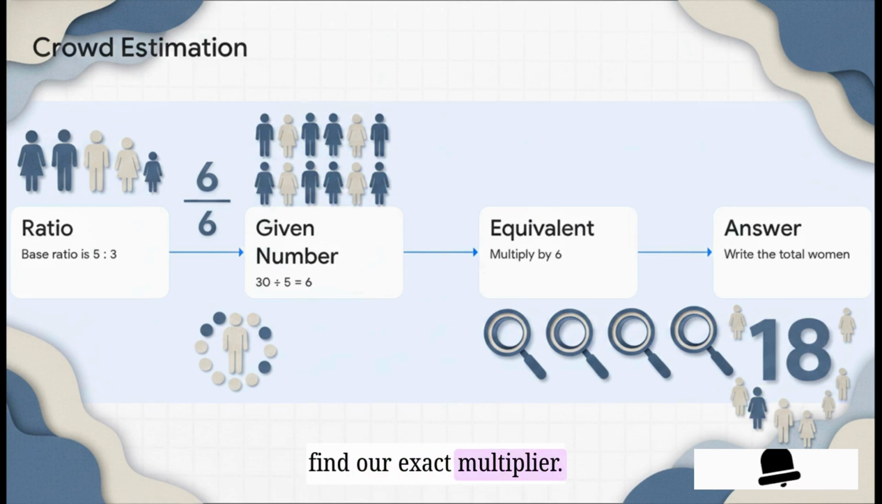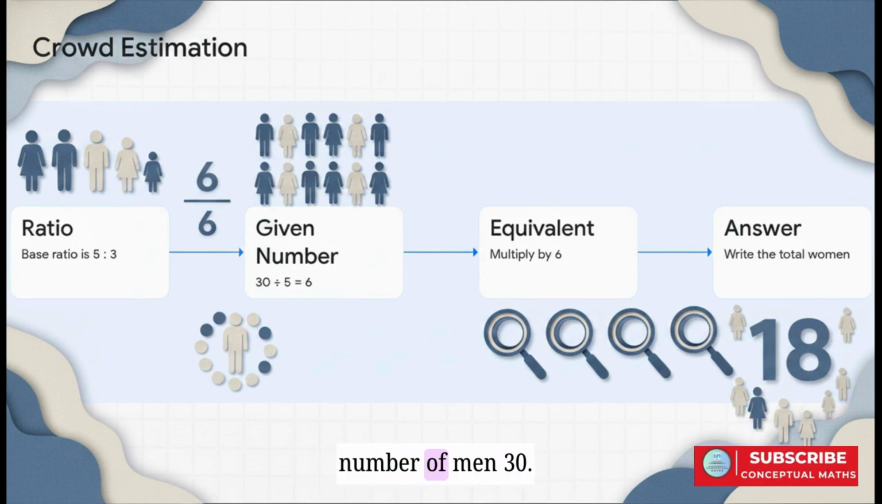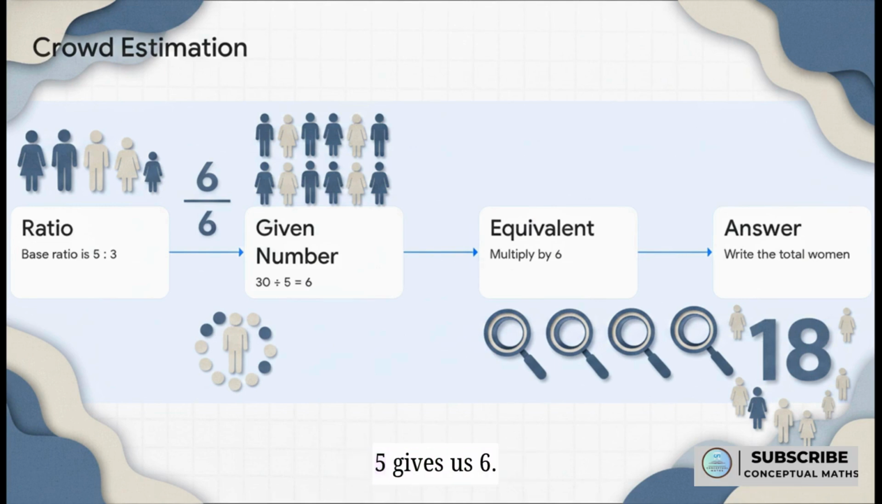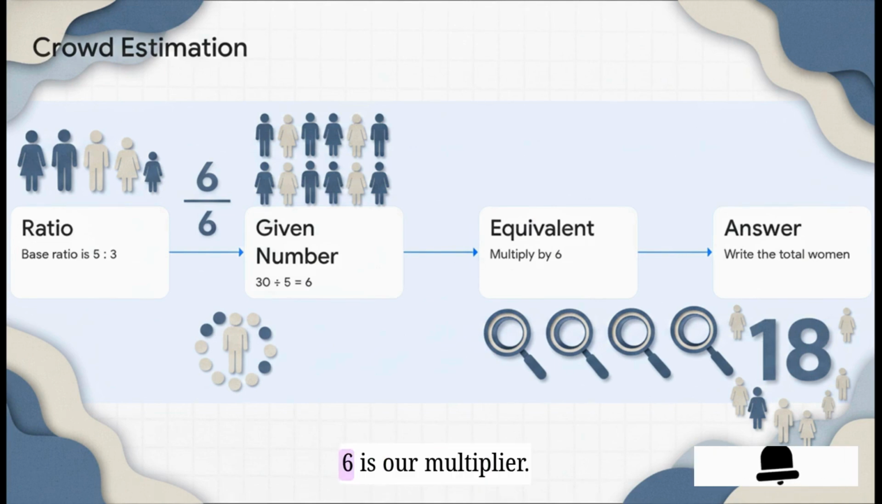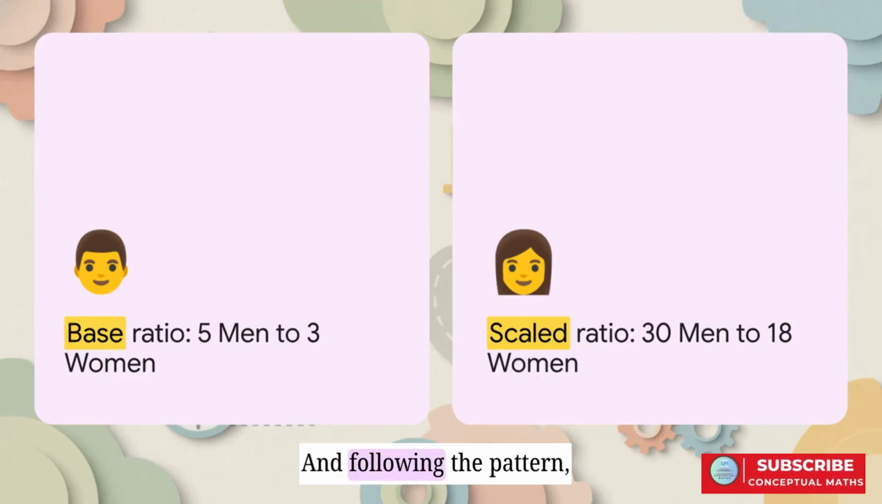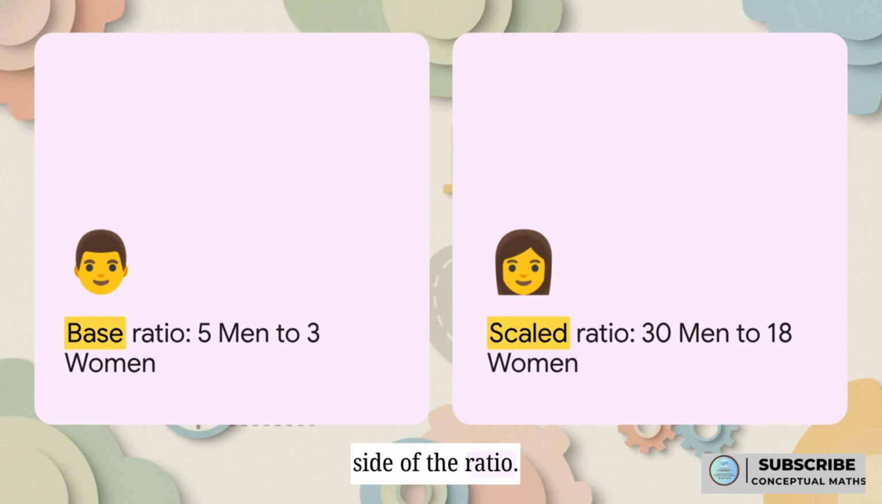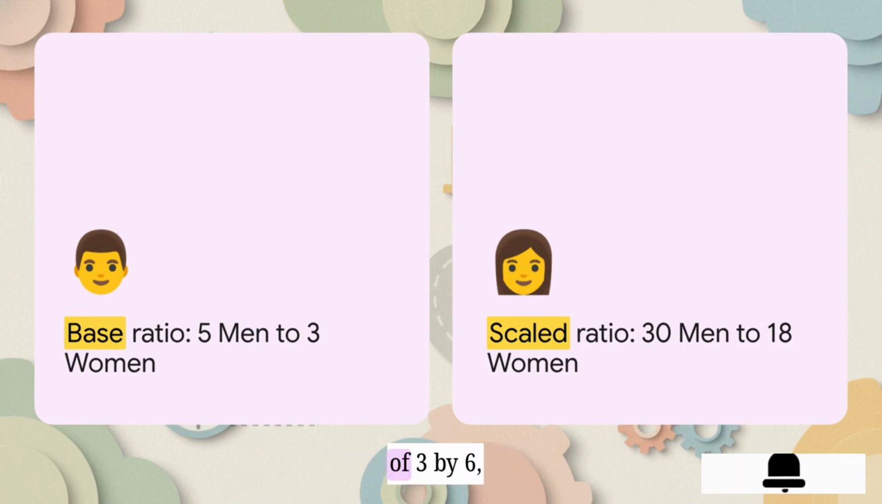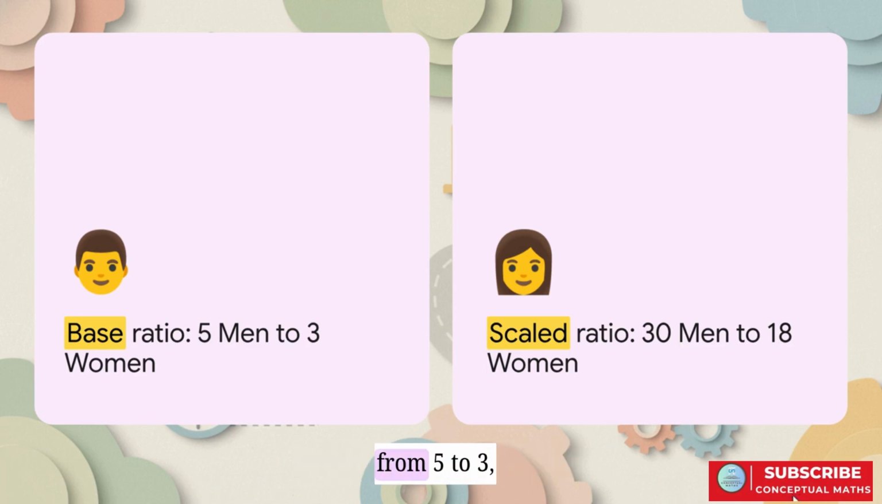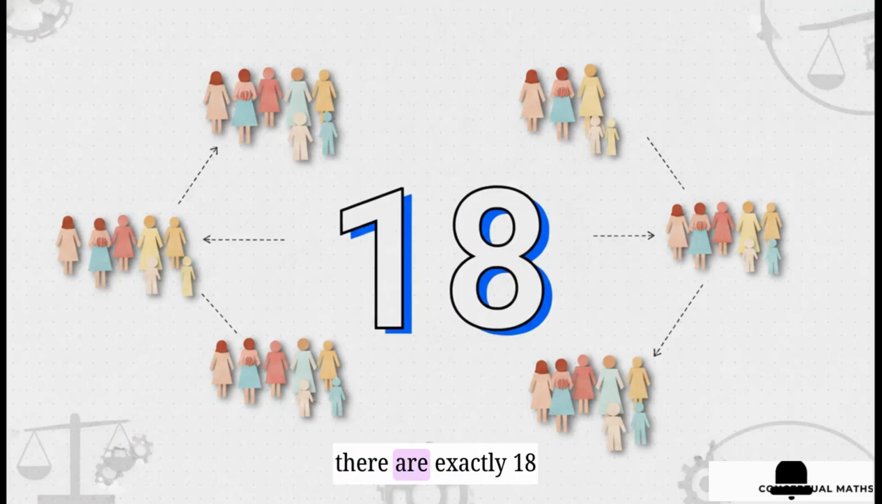To find our exact multiplier, we just divide the total number of men, 30, by our base ratio number of 5. 30 divided by 5 gives us 6. So 6 is our multiplier. And following the pattern, we apply that same factor of 6 to the women's side of the ratio. We multiply the base of 3 by 6, which gives us 18. The balance scales up perfectly from 5 to 3, all the way to 30 to 18. This tells us there are exactly 18 women at the event.